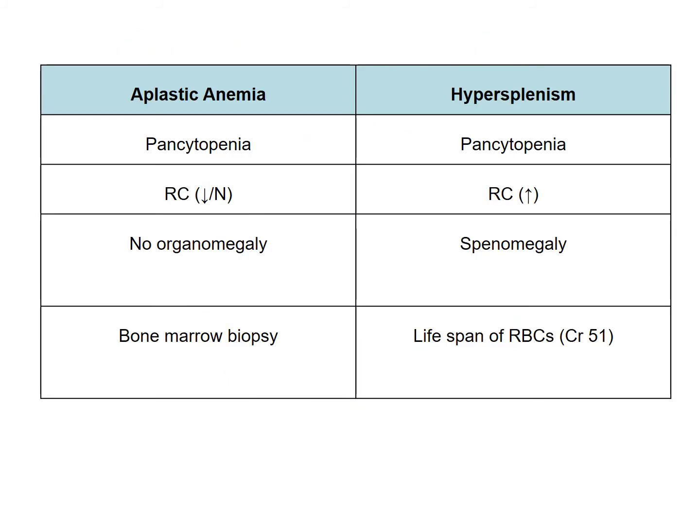Two of the most common causes of pancytopenia in children are aplastic anemia and hypersplenism. But in hypersplenism, the spleen is large, and usually we have a high reticulocyte count. However, the pancytopenia of aplastic anemia is usually associated with a low or normal reticulocyte count, with no organomegaly. And then you have to do bone marrow aspiration and biopsy to diagnose it.